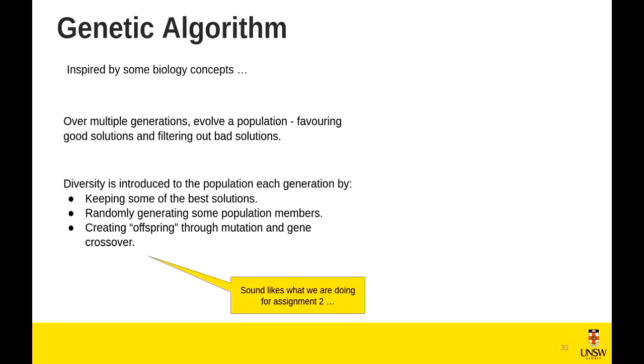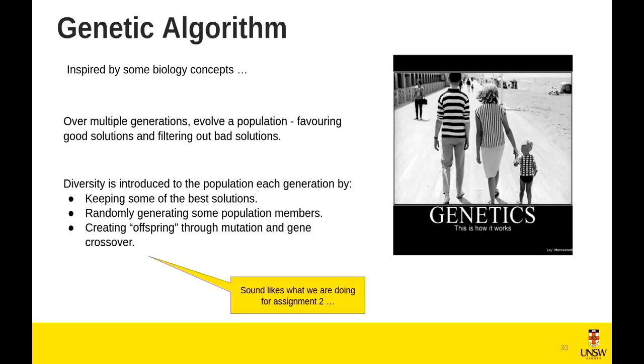This actually sounds like what we are doing for assignment two. In assignment two, there's one feature called crossover mutation operator. We will learn why it is important later. So basically, this describes how the genetic algorithm works. We are keeping the best characteristics of the parents of the previous generation in the next generation. So this is roughly the key idea of the genetic algorithm.